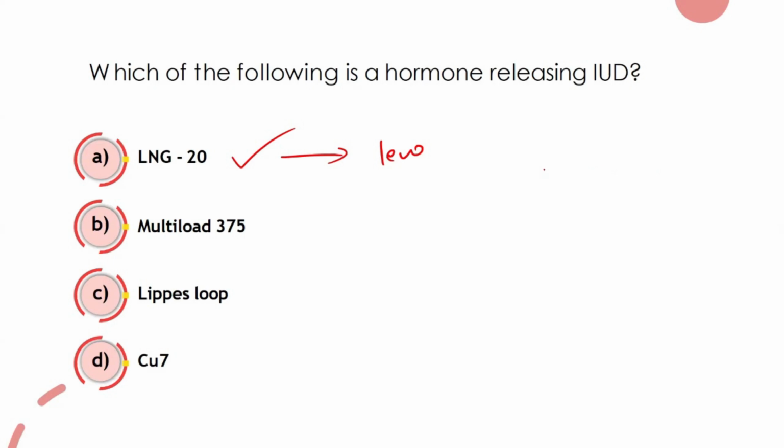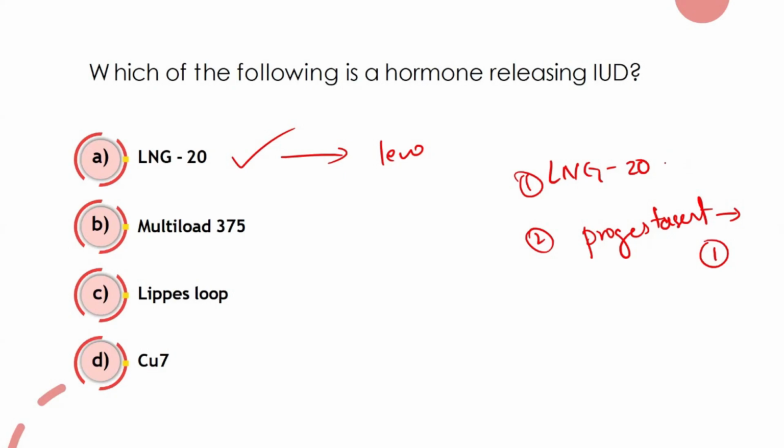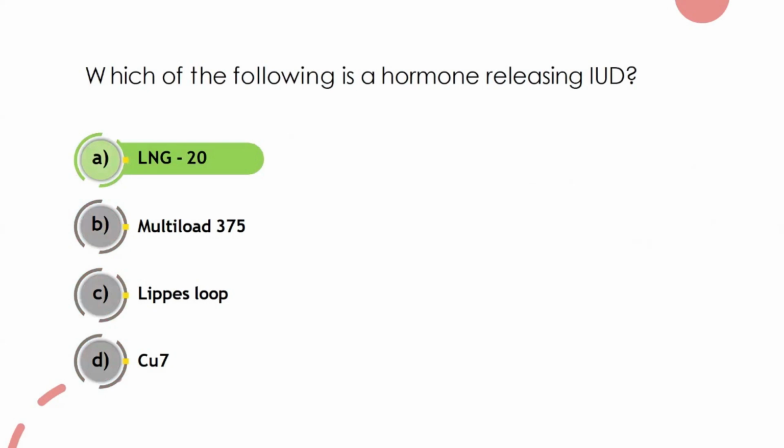I told you two. One is LNG20. What is the other one? Progestasert. This one will act only up to 1 year, whereas LNG20 will act up to 5 years. So remember, which is a hormone releasing IUD? LNG20. What about Lippes Loop, CU7, Multiload 375?